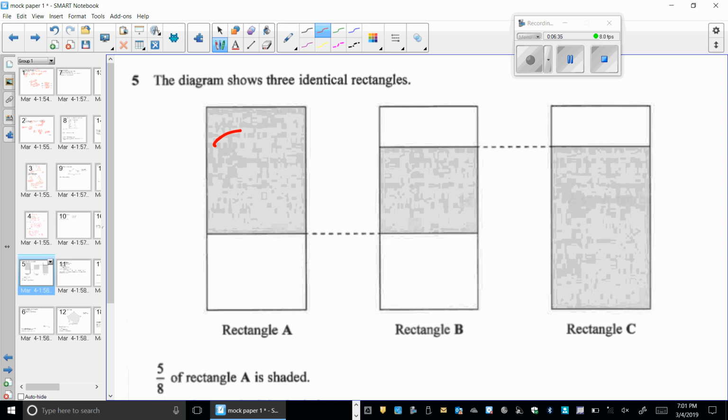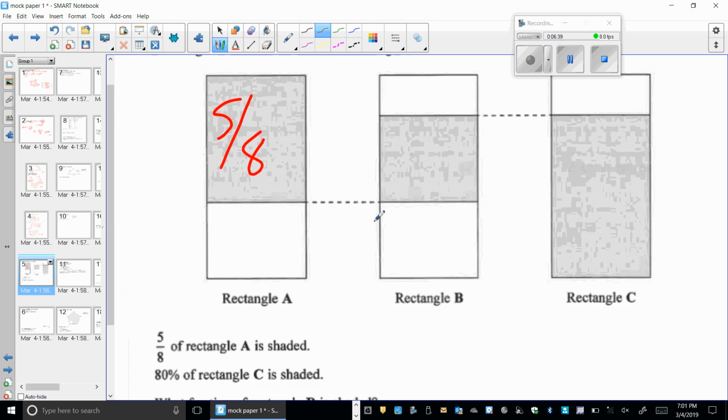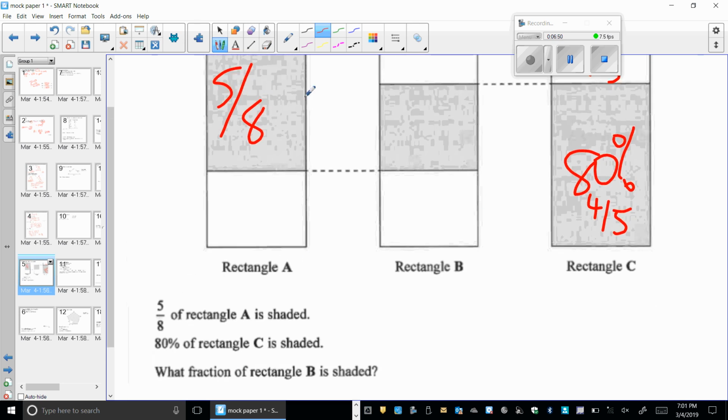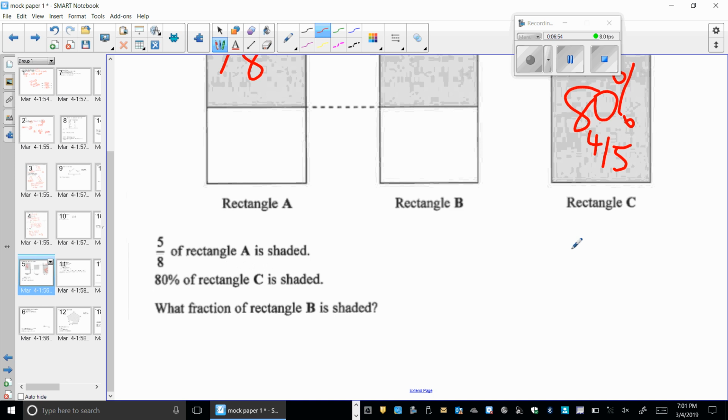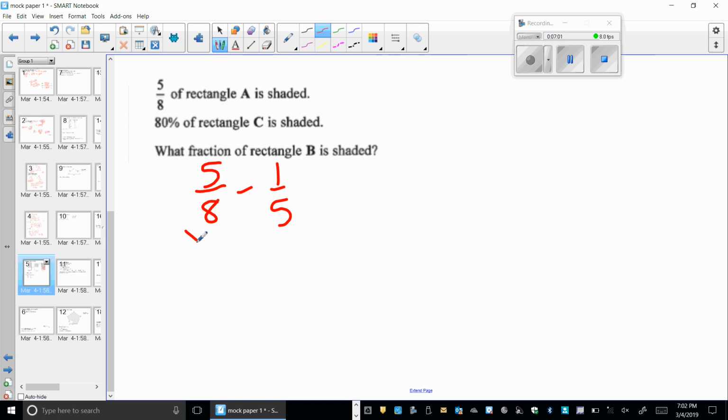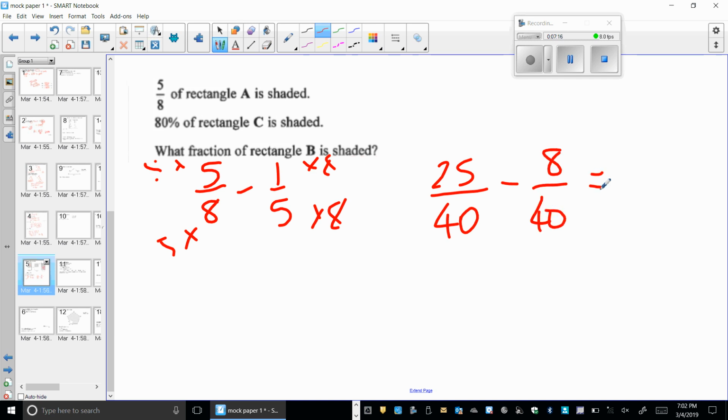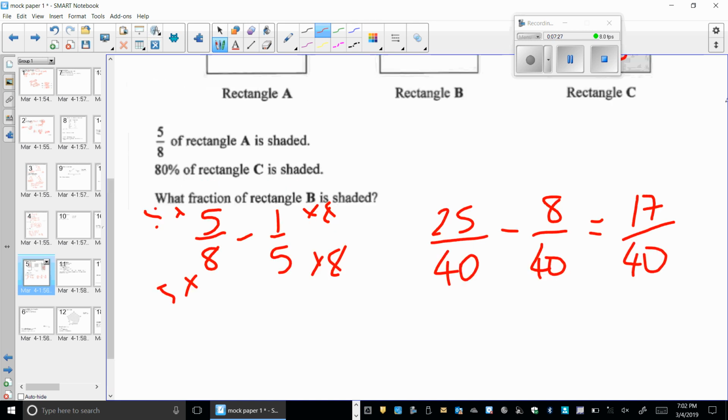Right, so far this is 5/8. This is 80%. So that's 4/5, and that's 1/5. So if we want to know rectangle B, it's a fraction, I would probably say that was 5/8 subtract 1/5. So to make our denominator the same, we multiply by 5. So that's 25/40 subtract 8/40, which is 17/40.